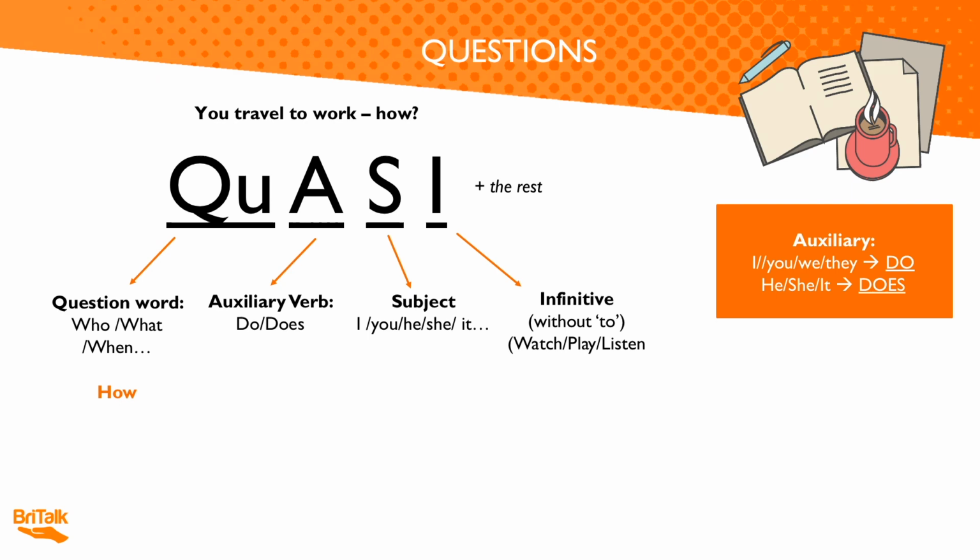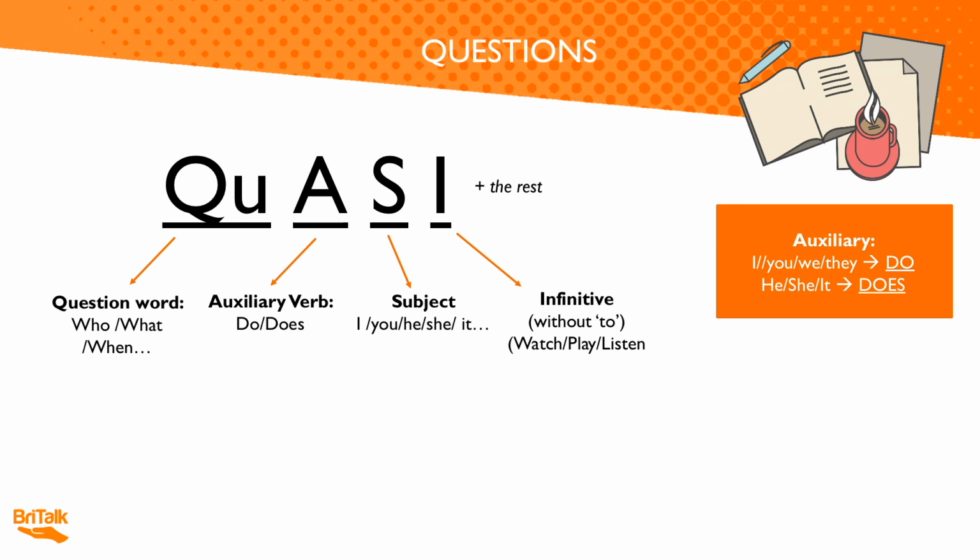Question word, how, auxiliary verb, do, subject, you, infinitive, travel, and then we can put on the rest, so to work. How do you travel to work? And just to look at some more examples, you go to the gym how often? So how often is our question phrase or question word that we can put at the beginning. Our auxiliary verb is do, our subject is you, and our infinitive is go, with the rest to the gym. So how often do you go to the gym?